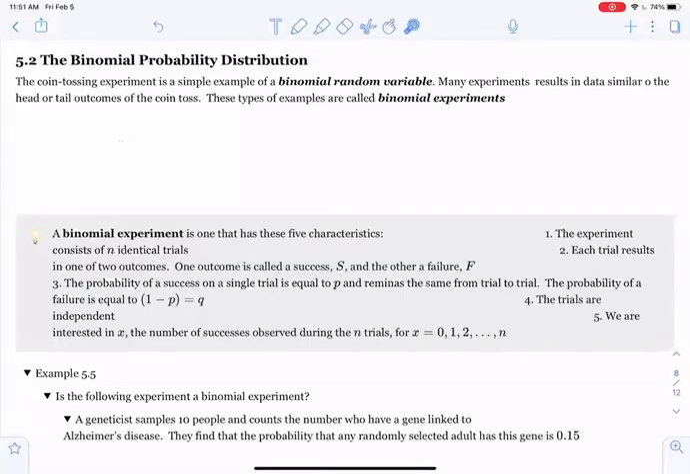Hello. In this video, we're going to talk about one specific type of probability distribution. One of the examples that we went through often is this coin tossing example. And this is a simple example of what we call a binomial random variable. Many experiments will actually result in data similar to this heads or tails outcome of the coin toss. We call these experiments binomial experiments, and they're pretty rigorously defined.